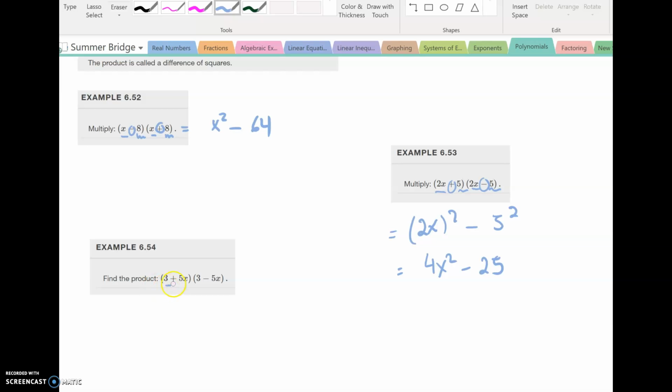Last one. First term's the same, second term's the same, one positive, one negative. So I'm going to have my first term squared minus my second term squared. Okay, so that's 9 minus 25x squared. And guess what, guys? We are all done. That's the answer. That's it. Follow the patterns. That's all you got to do.